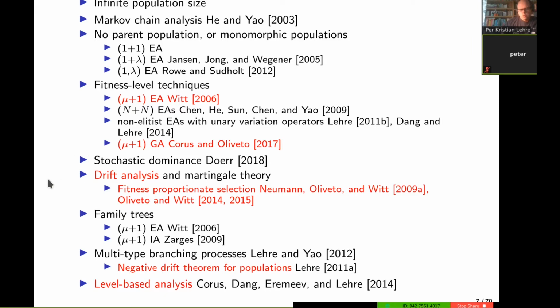There are also techniques using various notions of family trees. You can look at the lineages of the individuals as some kind of family tree, and then you can analyze, using probabilistic techniques, the shape and distribution of these lineages. Related to this are multi-type branching processes, which can be used to prove negative drift theorems. So these are lower bounds. And there's also level-based analysis, which was introduced some years ago.